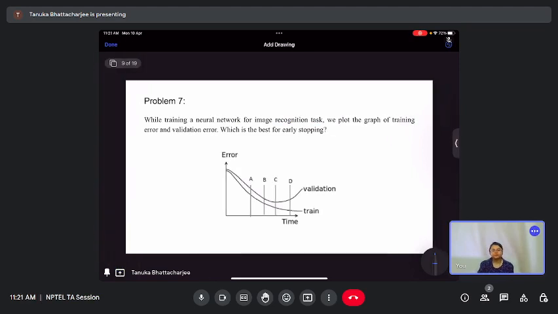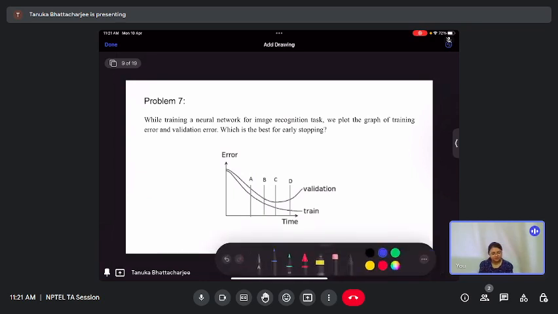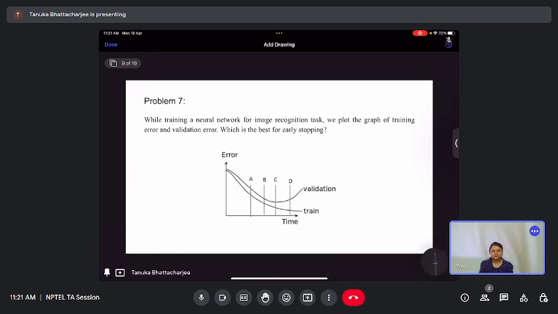Next problem. While training a neural network for an image recognition task, we plot the graph of training error and validation error. In this plot, the lower curve is the training error and the upper curve is the validation error. Which is the best point for early stopping? We have 4 points marked A, B, C and D.